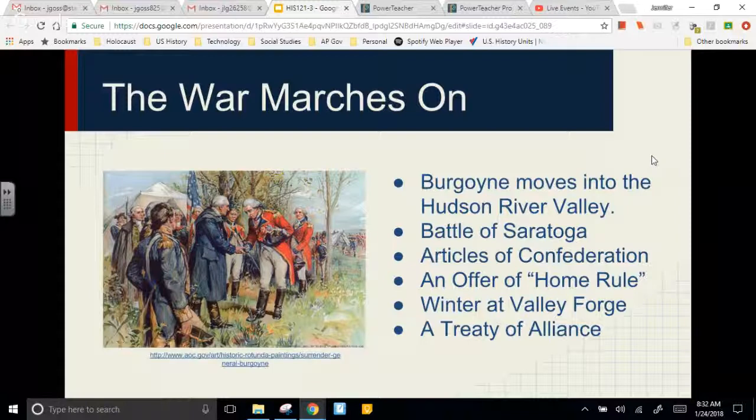And while the Articles will have many faults that we will discuss, they did have some components that helped the new nation get on its feet. And so soon, the Continental Congress will become known as the Congress of Confederation. As this is going on in the summer of 1777, the British recognize that the former colonists are being more successful than they had initially believed that they would be. And so they actually make an offer of home rule. They say to the former colonies, we'll allow you to rule yourselves, but you can stay part of the colonies.